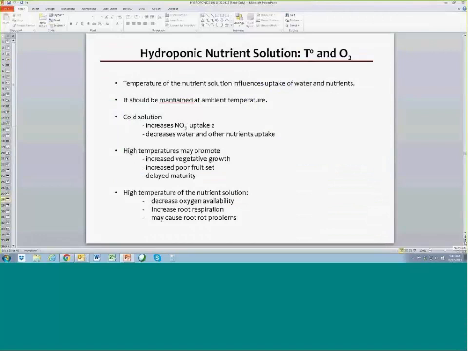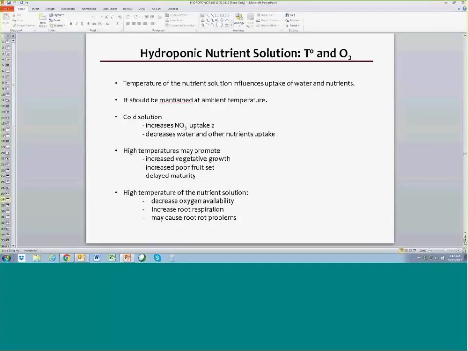All right. Important, just quickly, about the temperature and oxygen in the nutrient solution. Temperature also can have an impact on the uptake of the nutrients. Typically, low temperature increases the uptake of nitrates, but may decrease the water and other nutrient uptake, while a high temperature may promote much more vegetative growth, but at the same time may be affecting the fruit set or maybe delay maturity, in the case of tomatoes.